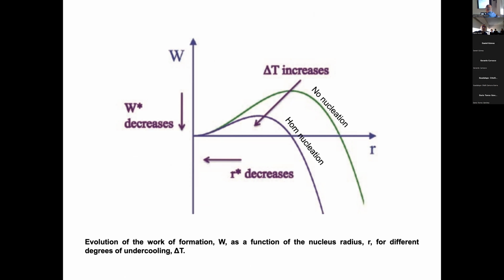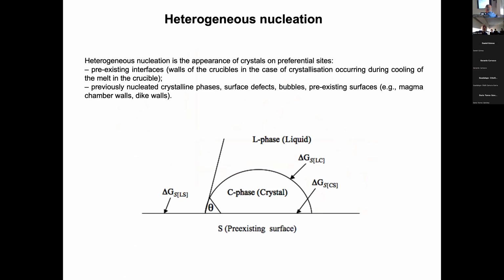We move towards heterogeneous nucleation, where, as we said, we need a persistent surface in order to minimize the surface energy. At this point, we need to consider that the nucleus will be like this, and it will touch the persistent surface. So, having a persistent surface, the energy needed to form a nucleus will be lower. It also depends on this angle, and we see what it means. This is a wetting angle.